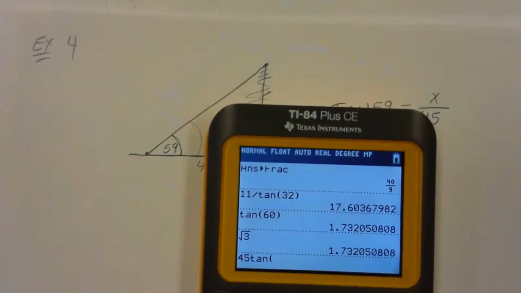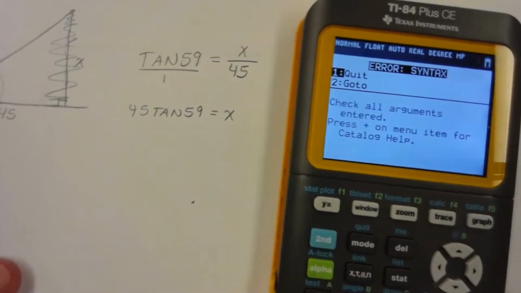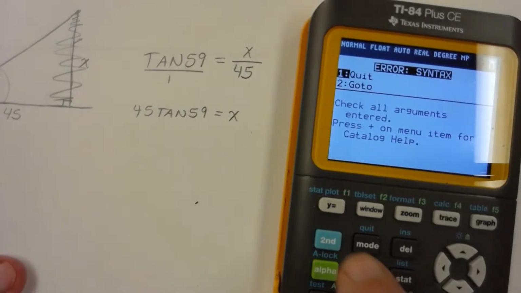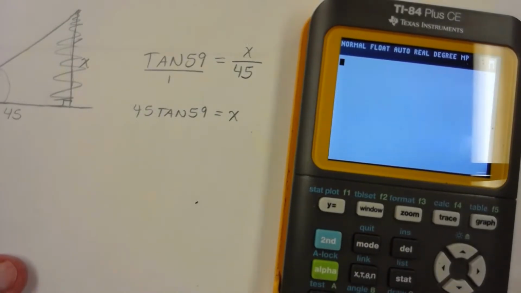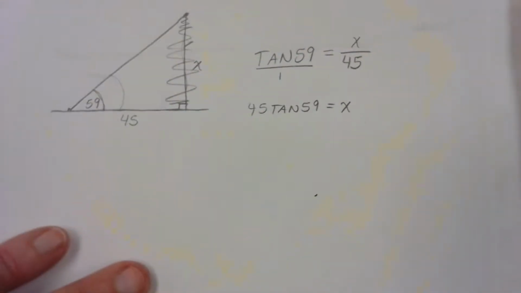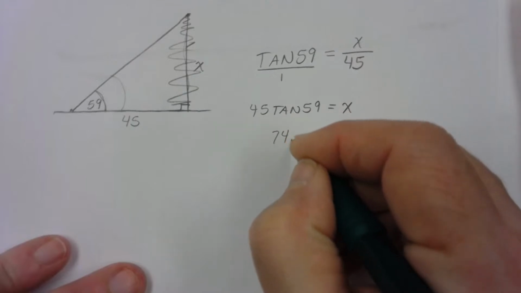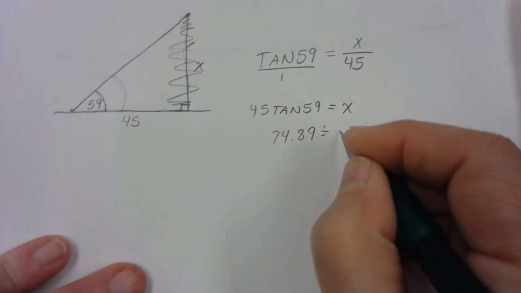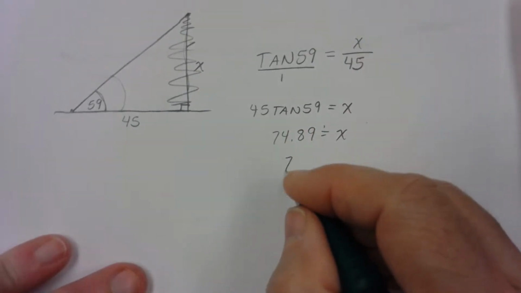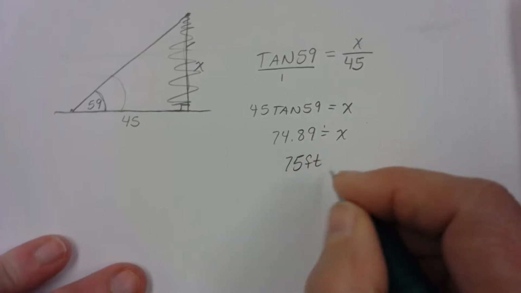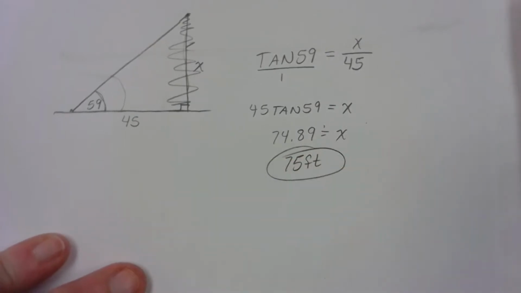I don't know if you can see that. Sorry about that. I'm going to put it over here next to this. So it will be 45. Oops, got to try that again. Let me clear out the whole thing. 45 times the tangent of 59, close the parenthesis, enter. 74.89 is what I get, plus another bunch of digits. It's approximately that, but it said round to the nearest foot. So I would say this is a 75-foot tree. Okay? So that's the end of that.